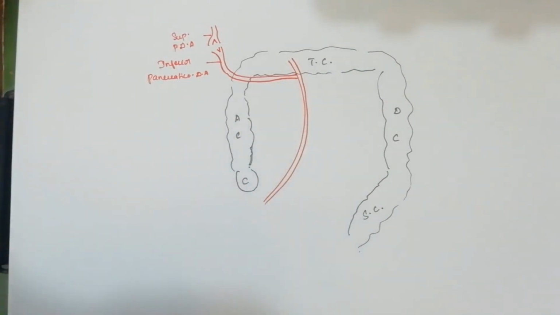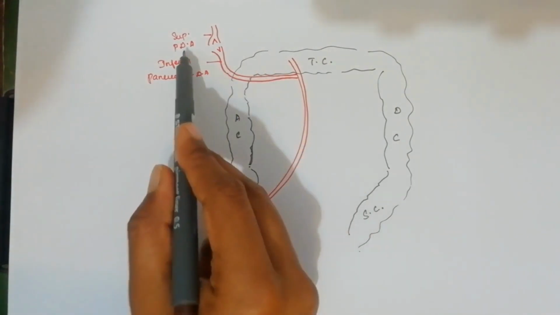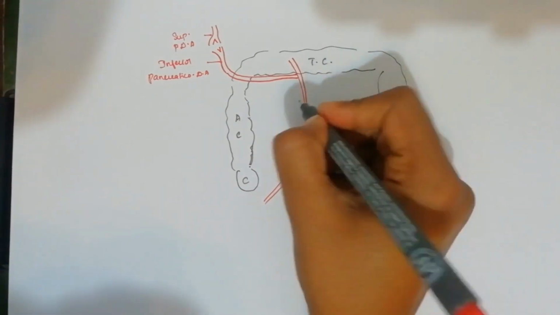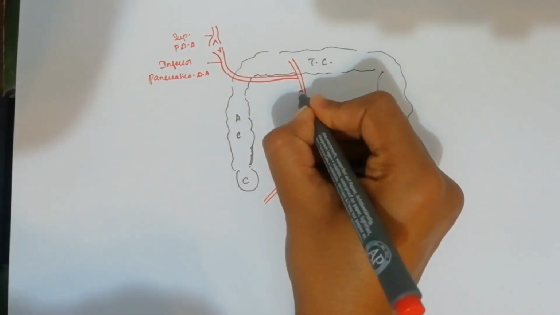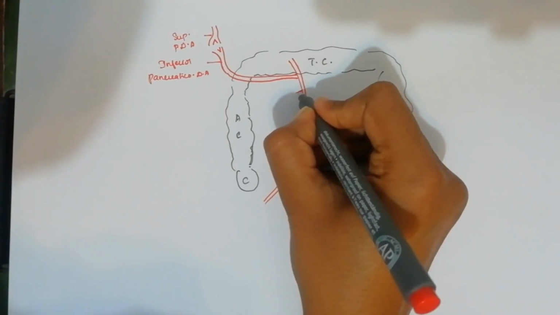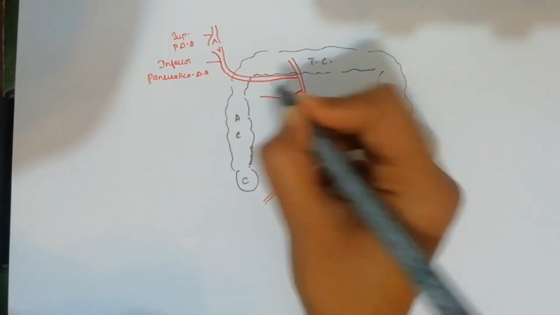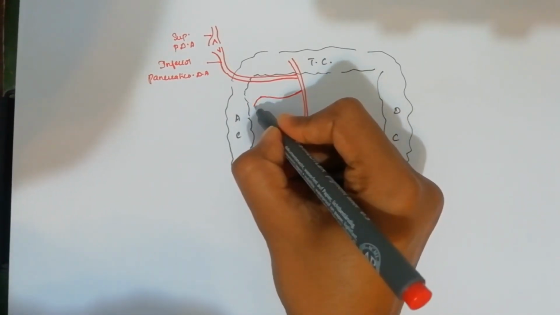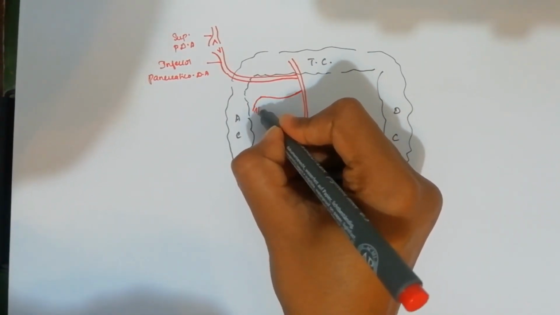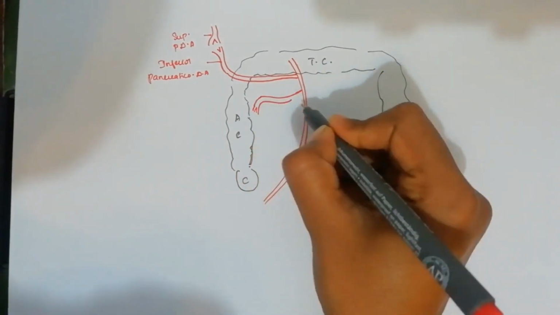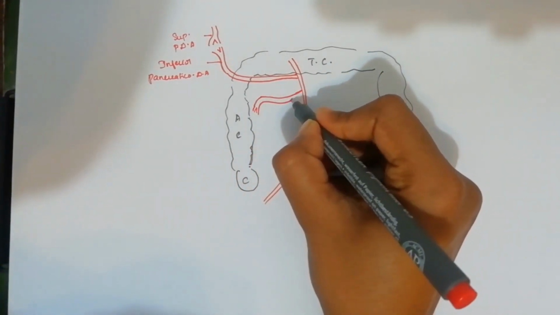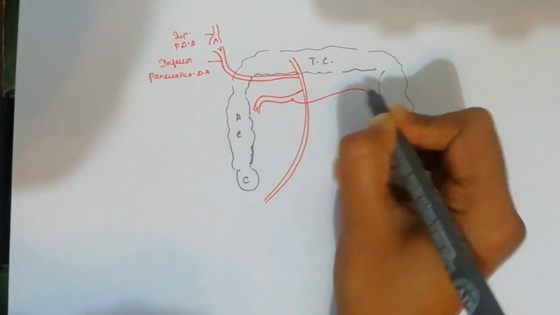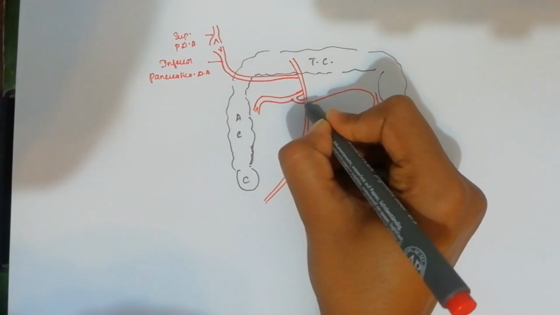So now we have the superior mesenteric artery. The first branch from the right side is inferior pancreatico-duodenal, and the second branch arising is the middle colic artery. So we have the middle colic artery, which is going to give 2 more branches, a right and a left branch. So like this we have some branches arising.